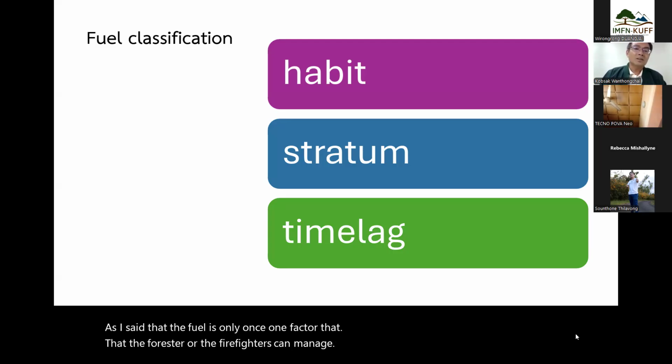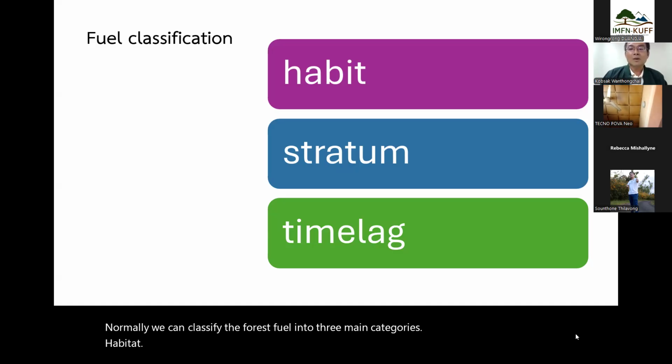So at first you have to understand how to classify the forest fuels. When managing forest fire, understanding the type of fuel is very important. Normally, we can classify the forest fuel into three main categories: habit, stratum, or time lag. So there are many kinds of fuel classification.